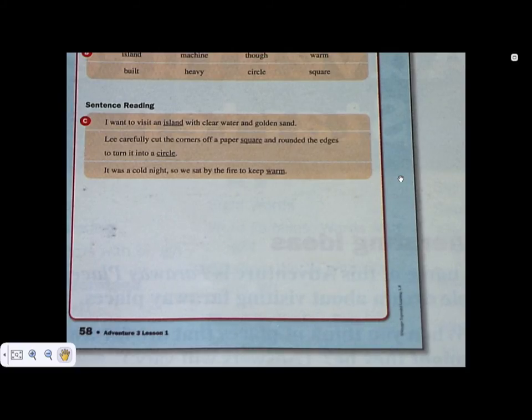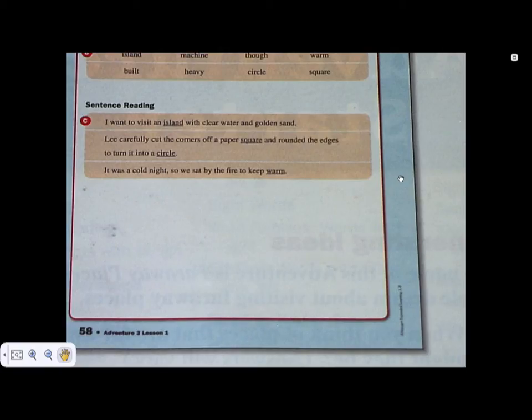Very good. Let's read each sentence one more time. We're going to read it as fluently as we can. So put your finger under the first word. Remember, I do not try to leave you, so don't try to leave me. Okay? I want to visit an island with a clear. Let me start that again. I made a mistake. Put your finger under the first word. I want to visit an island with clear water and golden sand.